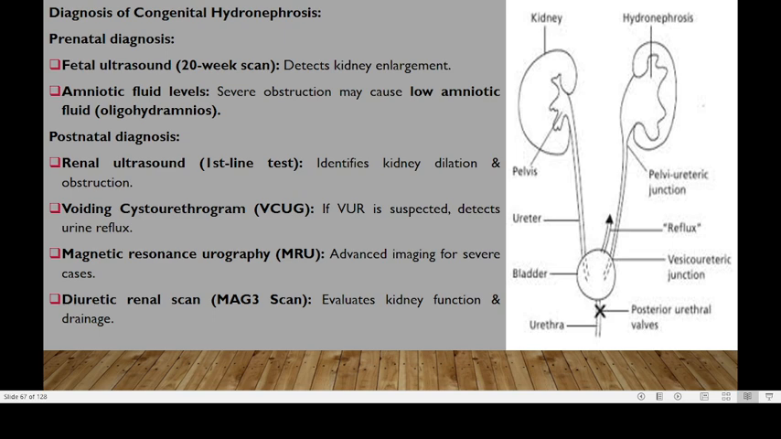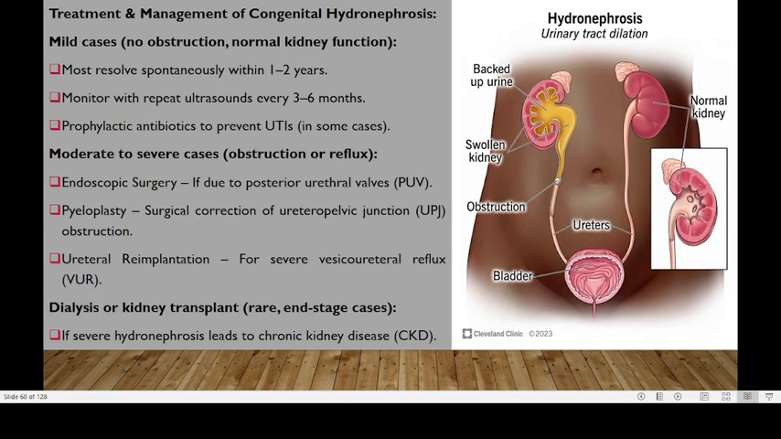We have the MRI, the magnetic resonance urography. It could be used in advanced imaging for severe cases, and the diuretic renal scan. This one evaluates kidney function and drainage.